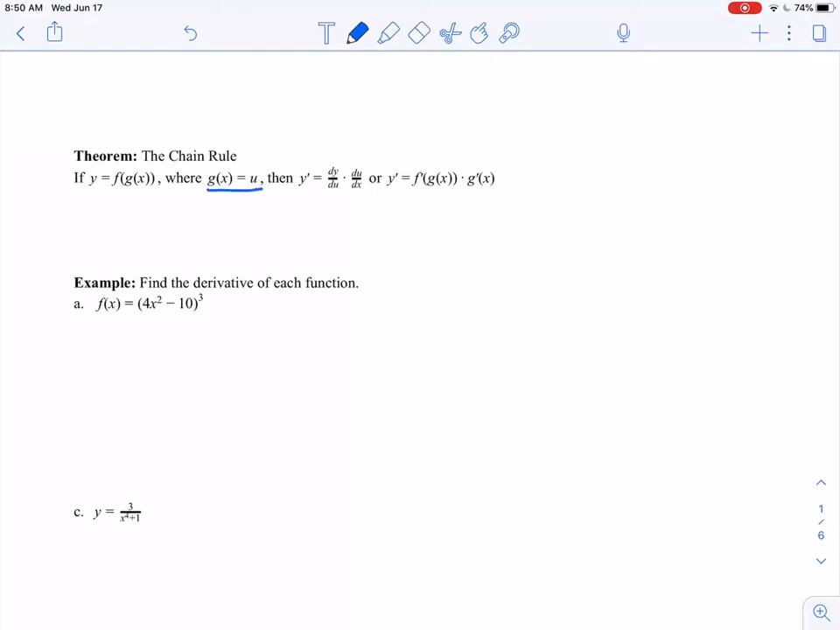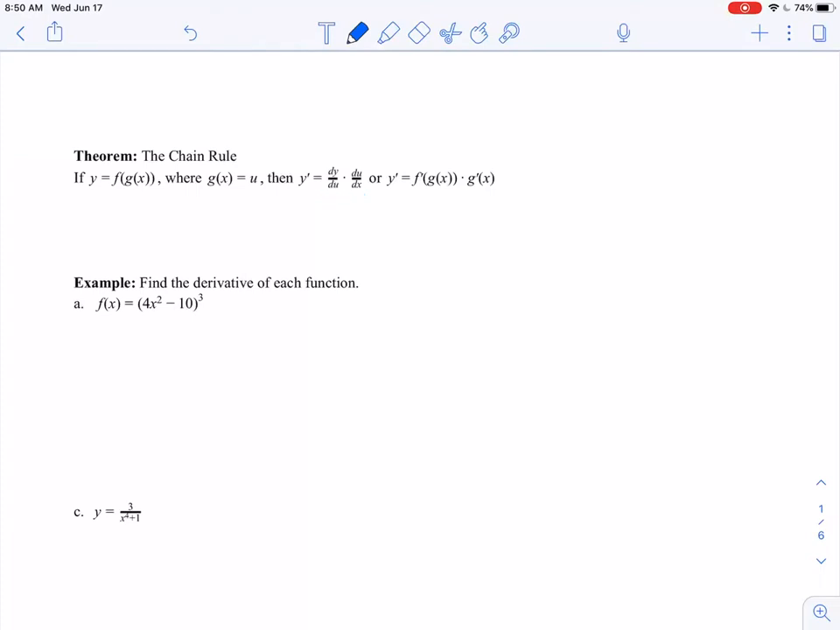Where g of x is equal to u is simply going to be a placeholder variable for us right now. So we'll see how u works out. I wouldn't worry about that part. Then y prime equals dy du. This says the derivative of y with respect to u times du dx. This is the derivative of u with respect to x.